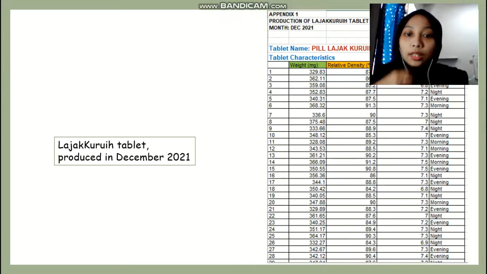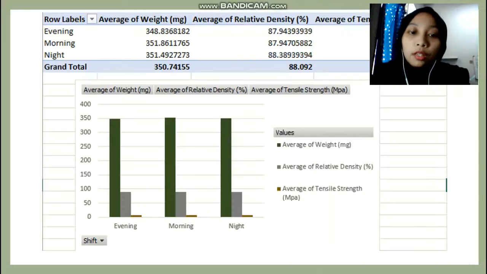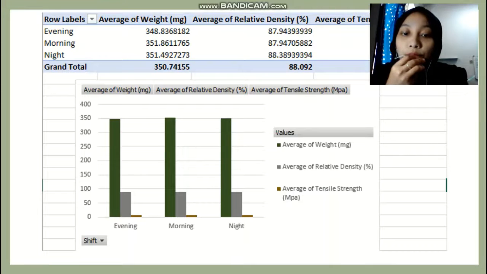This sample data was randomly taken from the production of Lajak Kuruih tablets produced in December 2021, and we have made some analysis based on it. The first analysis is based on the sum aspect, where we calculated the sum of weight, sum of relative density, and sum of tensile strength using a pivot table.